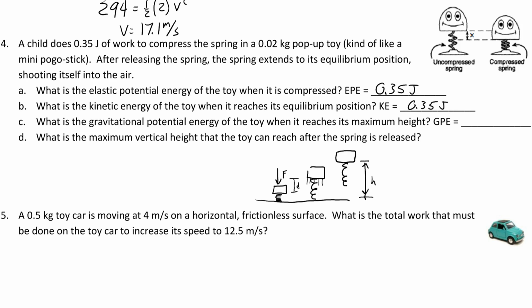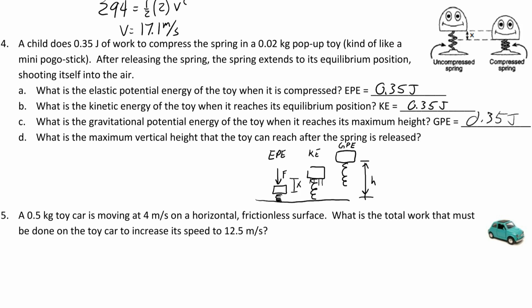Okay, good. Again, this distance, over here I just noticed I didn't change this to an x. We could call that x. And now we have the situation. In the beginning, it's all elastic potential energy. Then it gets transferred into kinetic, which causes it to have gravitational potential energy at the top. It says, what is the maximum vertical height that the toy can reach after the spring is released? Well, we know that this has a potential energy of 0.35 joules, because whatever work you did on the system in compressing the spring, that total amount of energy is going to stay the same throughout the whole experience.